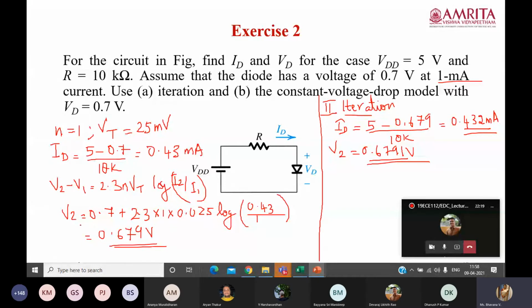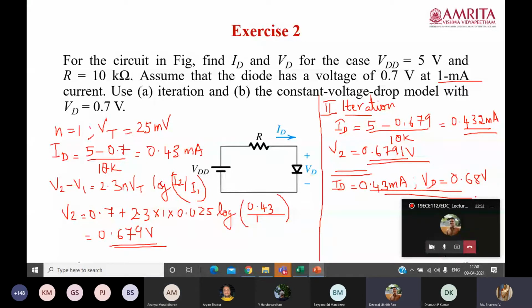Compare it with the previous iteration value 0.679. So can we stop the iteration over here? Yes, ma'am. So finally we can write our ID value will be equal to 0.43 milliampere. Approximated value you can write. And VD, or V2, will be 0.679. We can write it as 0.68 volt.